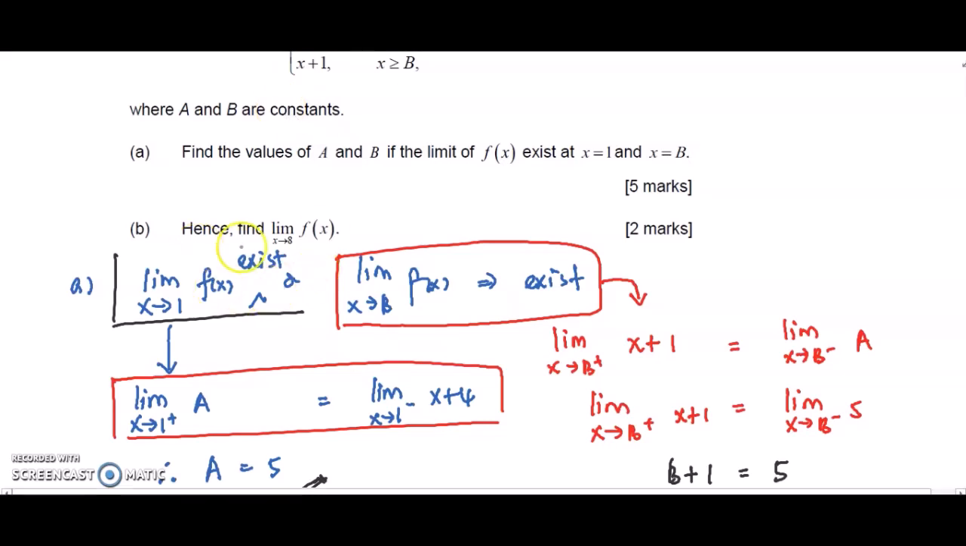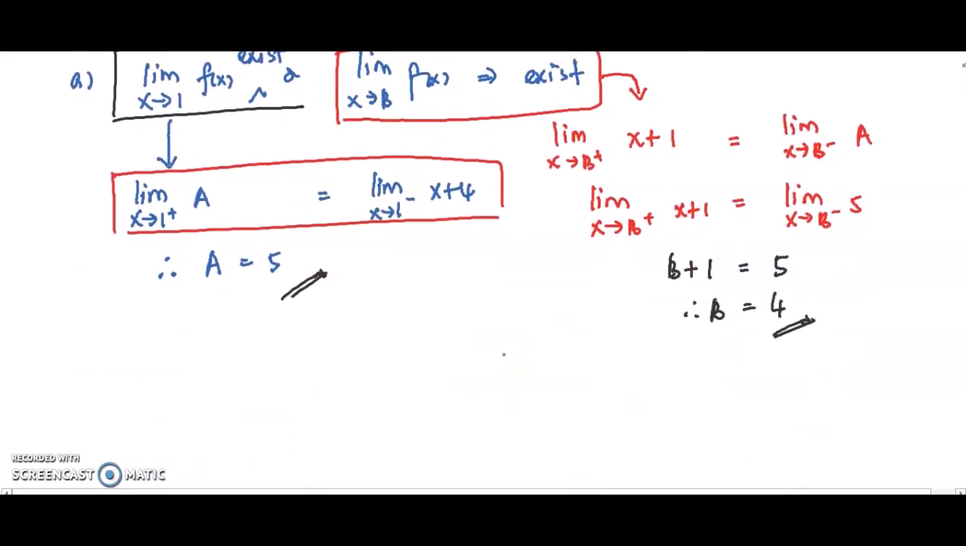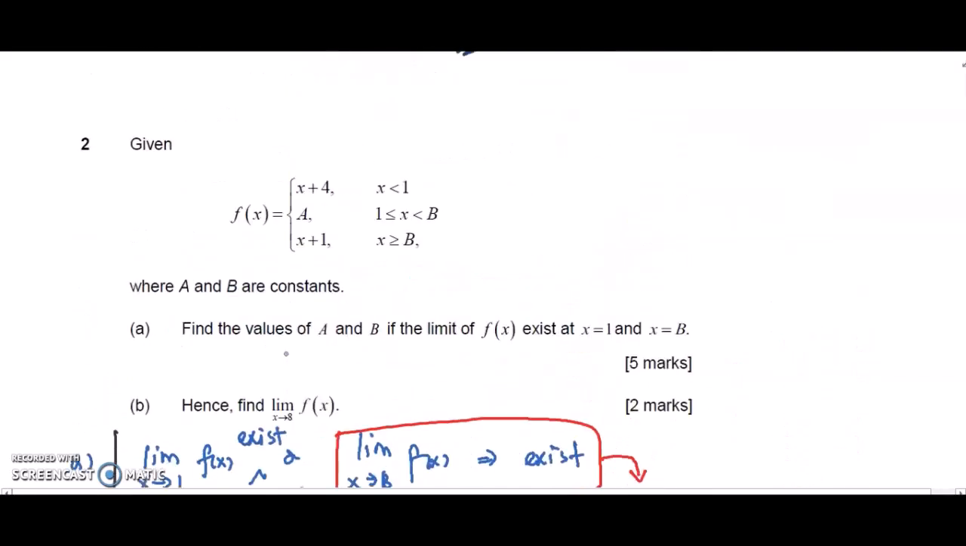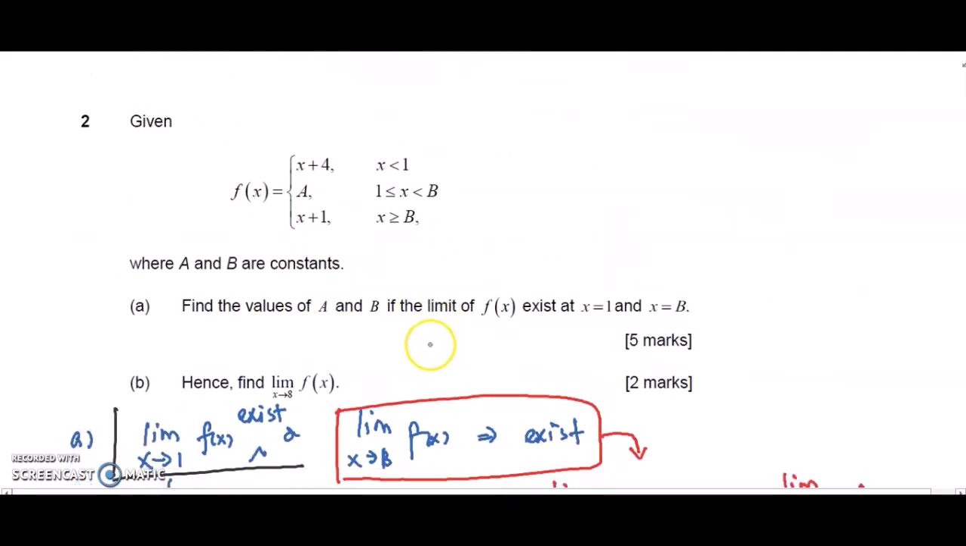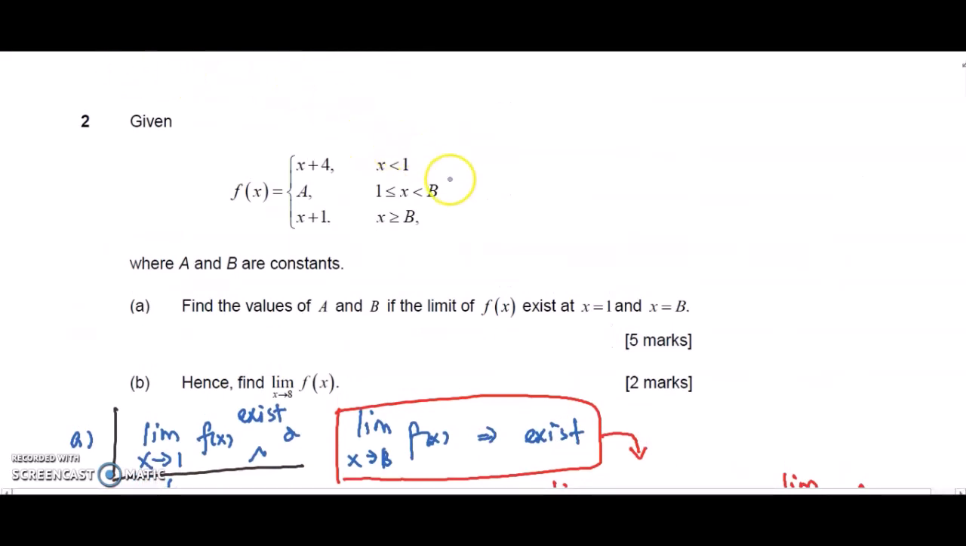That is, hence find the limit when x approaches 8. So when x approaches 8, I think it's a simple question because 8 is not the boundary value. Okay, when x approaches 8, what is this limit? So we can see that the b just now we got as 4, right? Okay, we got 4. This is 4. This is 4. And the a is 5.